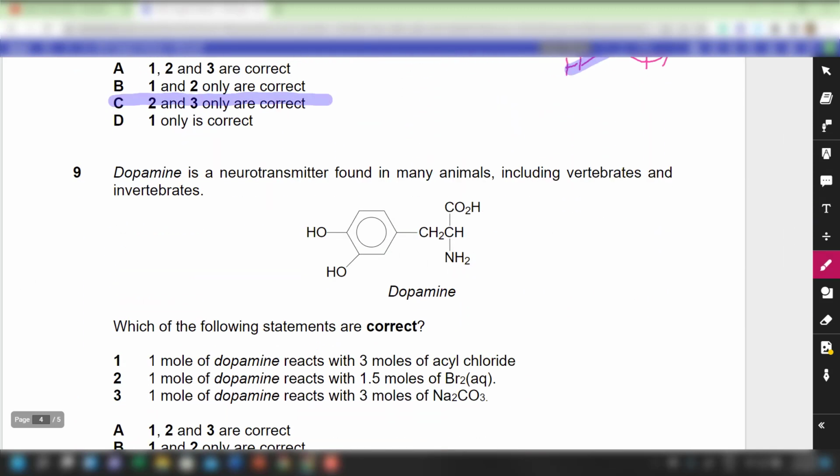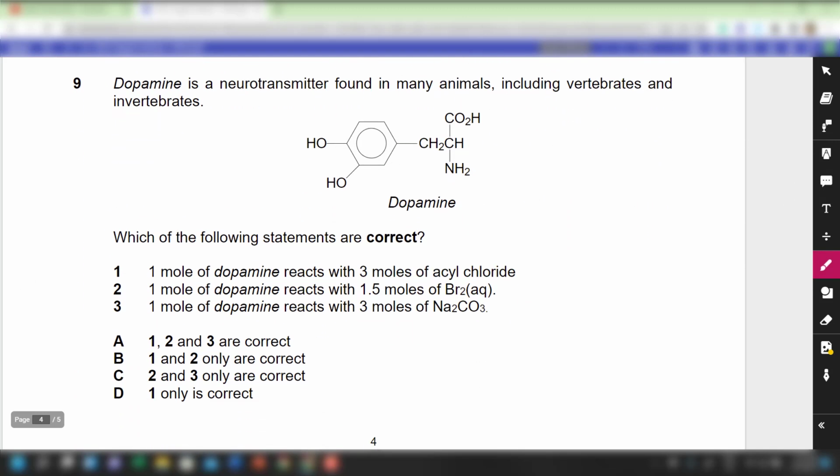Okay, next, we'll look at question 9. Dopamine is a neurotransmitter found in many animals, including vertebrates and invertebrates. Which of the following statements are correct? Okay, so we have to be a bit careful. If I look through all the options, we have those involving acyl chlorides, bromine water, and carbonates. So we have to be a little careful with our selection.